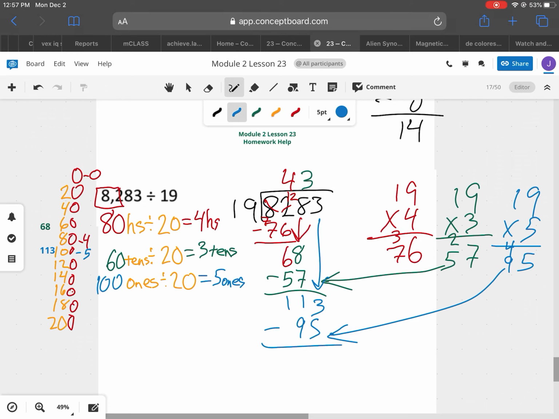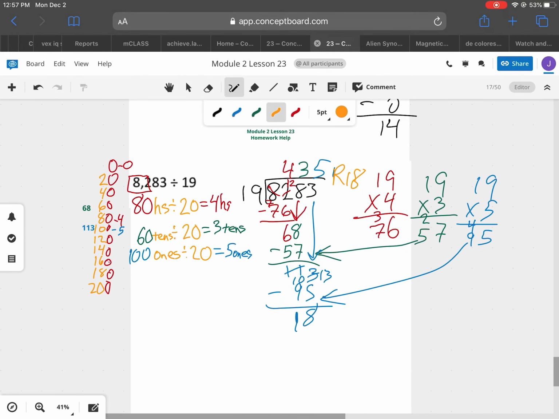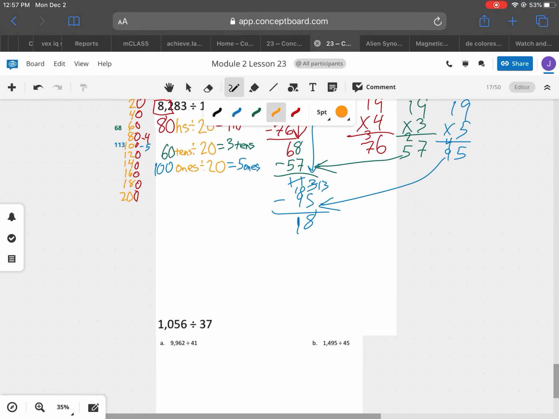All right, so it's 13. And this becomes 10 minus 9 equals 1, 18. So I'm going to use the 5 up here, and I'm going to have a remainder of 18. Now I'm not going to check the work because I want to give you more problems, but if you multiply 435 times 8 and add 18, you would get our number.